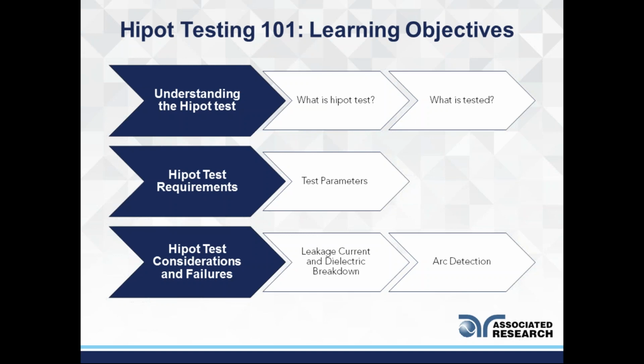So with that said, let's look at our learning objectives for today. At the end of today's webinar, hopefully all of us will be pretty familiar with the Hipot test itself. What is the Hipot test? What is really being tested during the Hipot test? We're also going to look at some of the test requirements and parameters relating to how the test standards call out Hipot testing requirements. And lastly, we're going to look at some Hipot test considerations and failures. We're going to try and understand and differentiate between different types of Hipot testing failures, and we're going to look into arc detection a little bit more in detail.